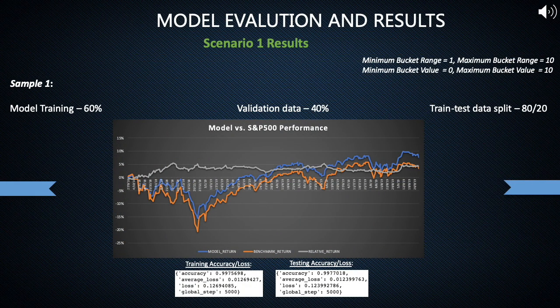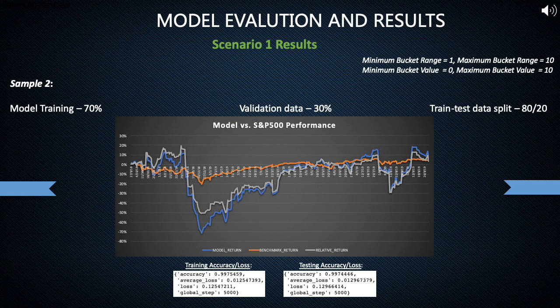In the first sample run, we got a training and testing accuracy of around 99%. Loss was found to be around 1.26% for training and 1.23% for testing. In our case, the accuracy of the model doesn't mean that the fund is consistently beating the benchmark. It only means that the model correctly classified a stock. In the graph, there are a couple of occasions when the benchmark has performed better than the model, like at the start of October 2018 and also towards August 2019. However, you can see that the model has performed much better for much of the time series.